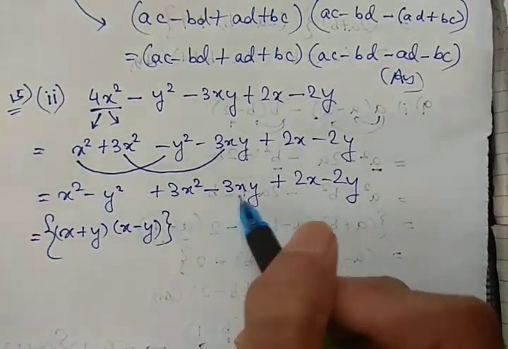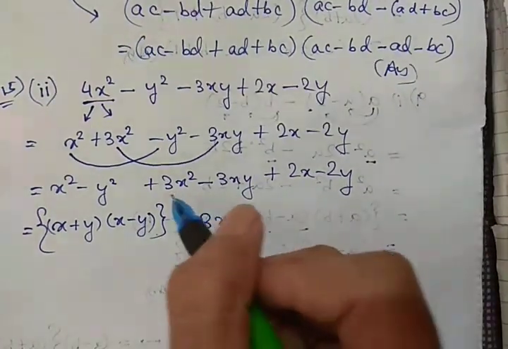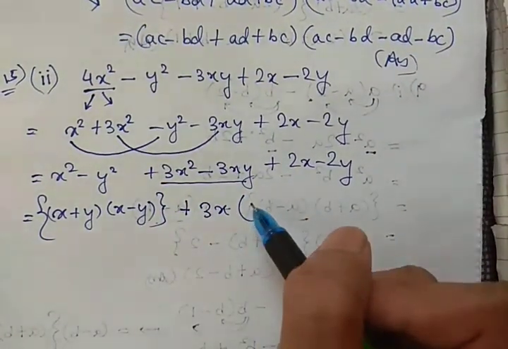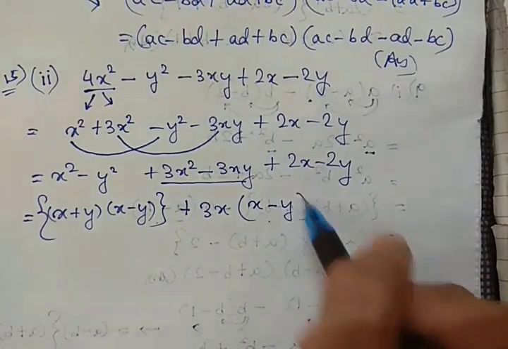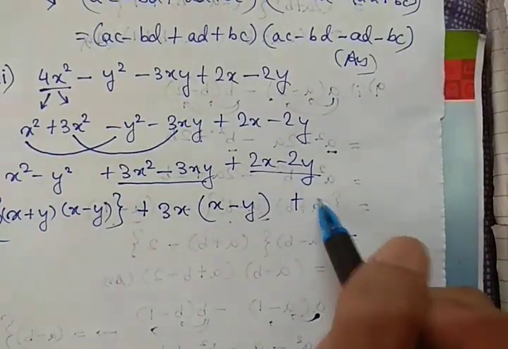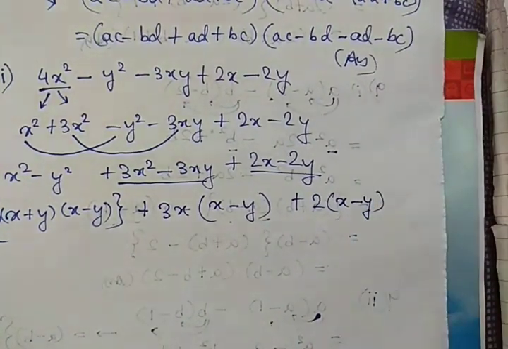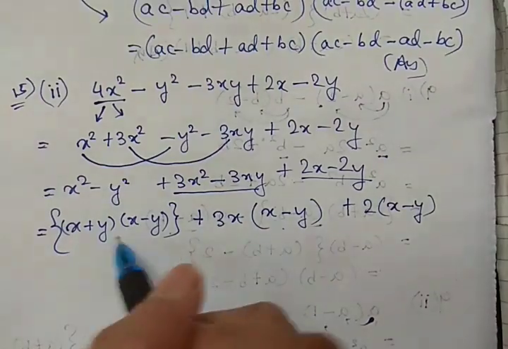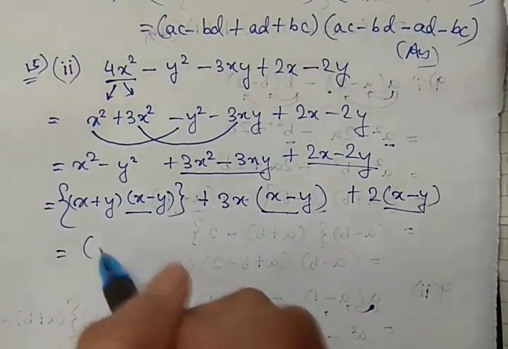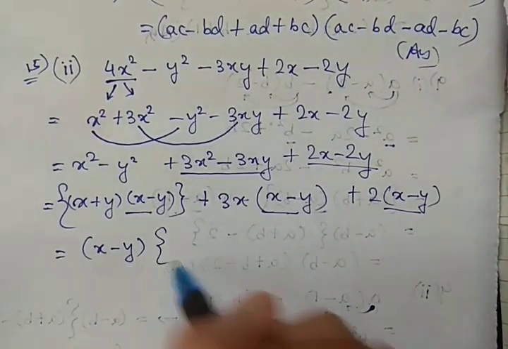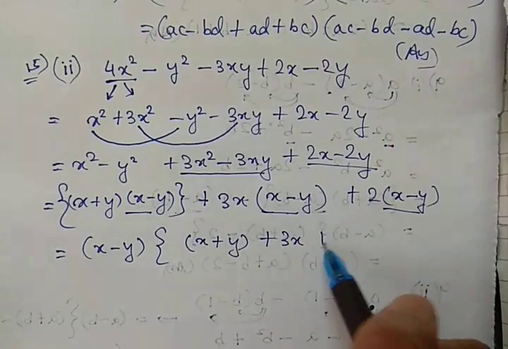Now from this we can take 3x as common. From these two terms we are taking 3x common. Therefore it is remaining as x minus y. And from these two terms we are taking 2 common. The remaining terms are x minus y. Okay. So now in all these terms x minus y is common. So we are taking out x minus y as the common factor. And the remaining terms are written together, x plus y plus 3x plus 2.